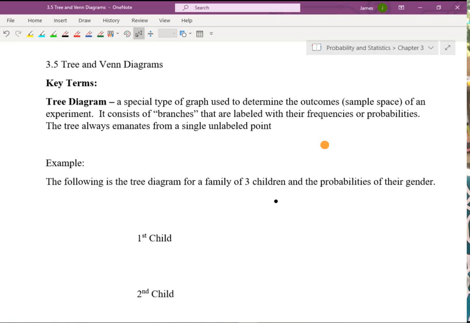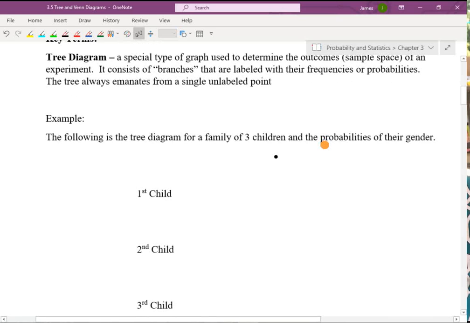They all start from a single unlabeled point, okay? We'll draw a couple different ones of these today, but this one's going to be kind of vertical, so it's going to kind of fall down. Some of them, I like to draw the ones that go left to right, but this one takes up a lot of space when you draw them vertically, okay?